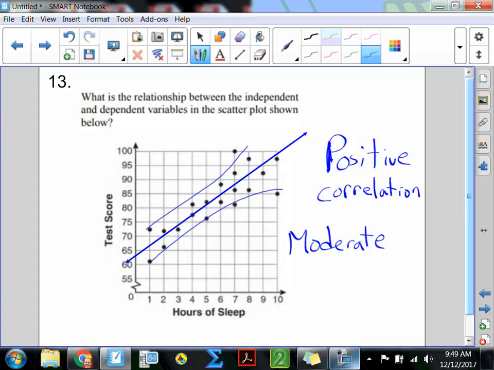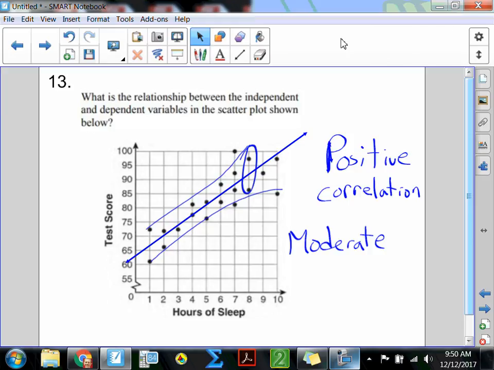This would be difficult to make a prediction, but we could say if you got at least 8 hours of sleep, you got at least an 85% on the test. There isn't some value really low after you got 8 hours of sleep. So I would say that there's a moderate correlation for this one.